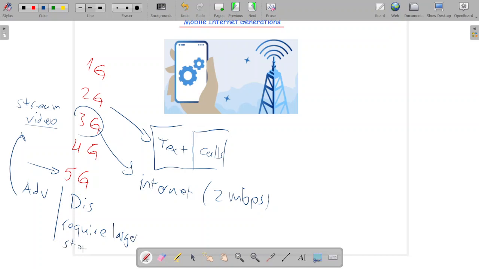storage. If right now we are using 5G technology, you'll notice that the size of movies or video games is increasing, because the speed of the internet allows the transfer of huge files. This is considered a disadvantage, because when you require larger storage, it means that you're going to pay more money.